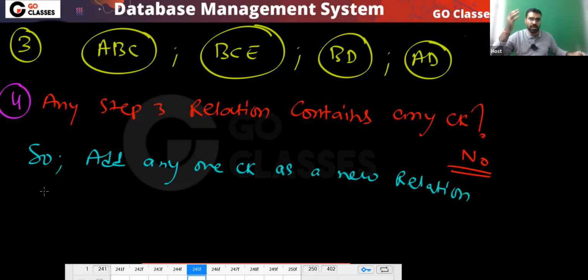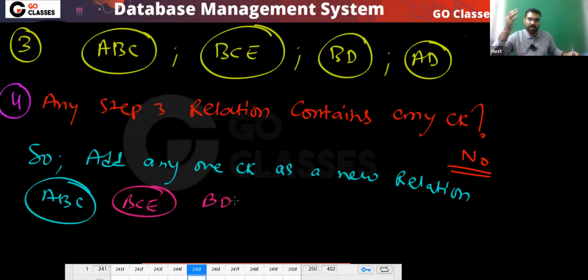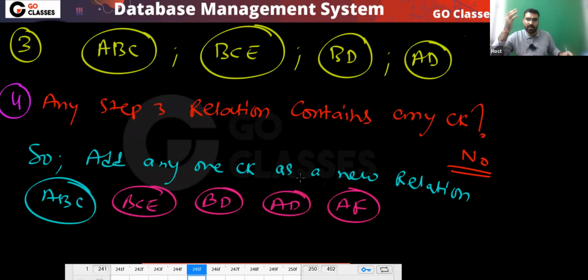Okay, so what will you get? You will get this. ABC will be 1, BCE will be 1, BD will be 1, AD will be 1, and AF will be 1. Now, of course, you can have different 3NF decompositions. Similar to BCNF, where you can also have many BCNF decompositions, you can have many different 3NF decompositions.